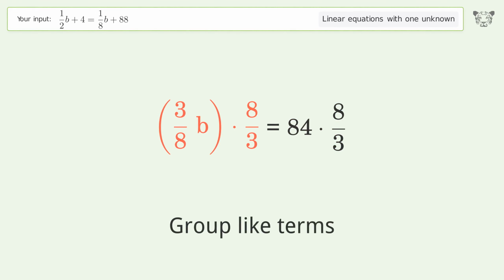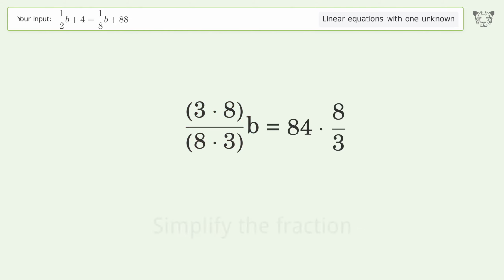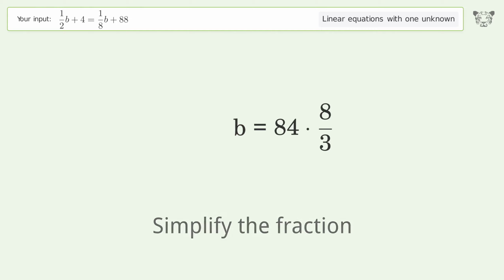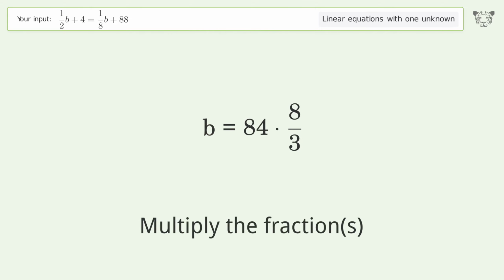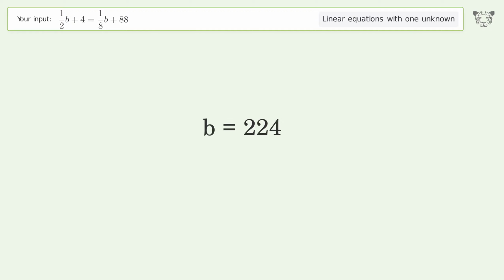Group like terms. Multiply the coefficients. Simplify the fraction. Multiply the fractions. Simplify the arithmetic. And so the final result is b equals 224.